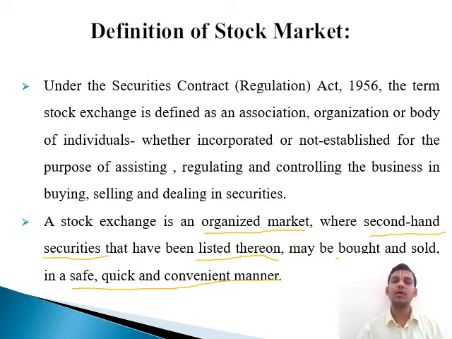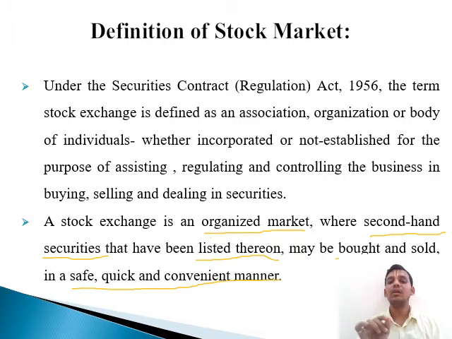This is only possible if there are certain rules and regulations. A market gets organized only when there are certain rules and regulations. First thing, as there are rules, the environment is safe, and as the market is properly organized, the transaction can be executed in a quick and convenient manner. Second thing is, which securities are traded in the stock exchange? Those securities which are second-hand securities. Second-hand securities means the IPO has already been listed in the market. Those securities can be bought or sold in the stock market.